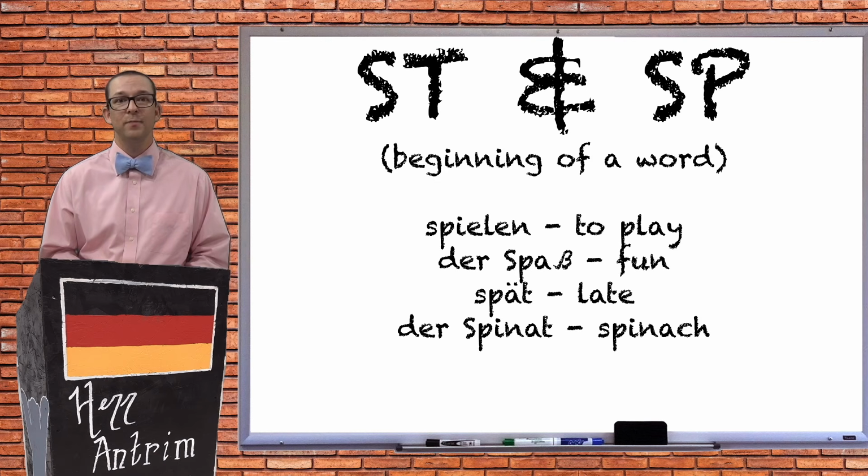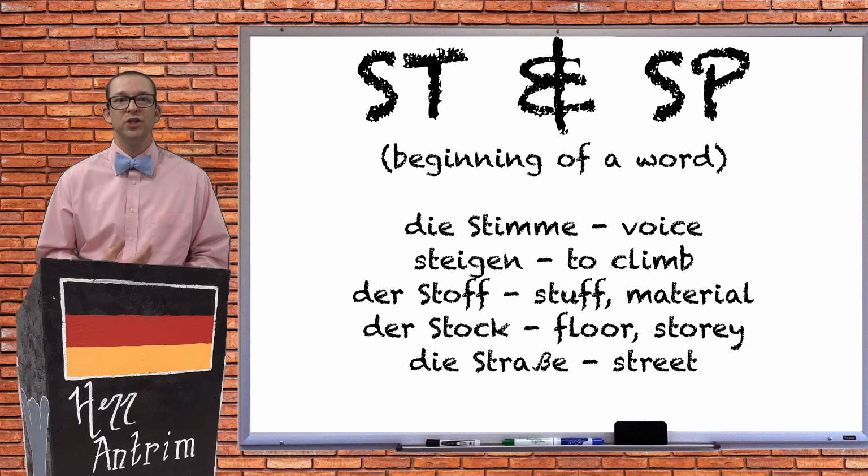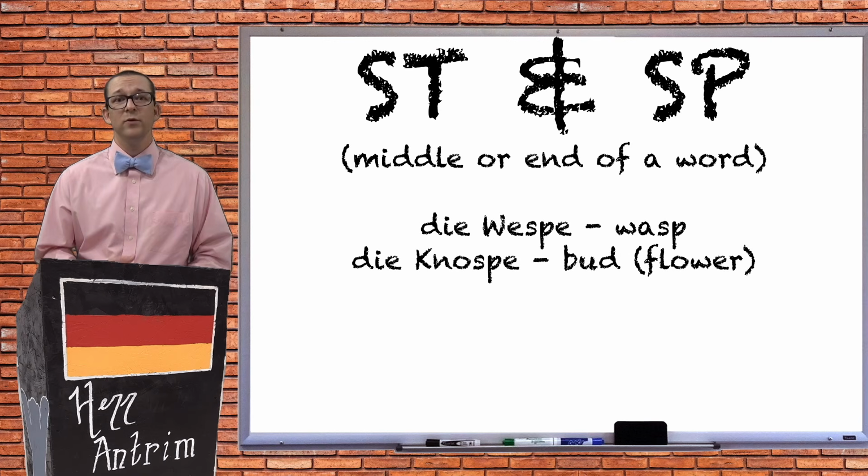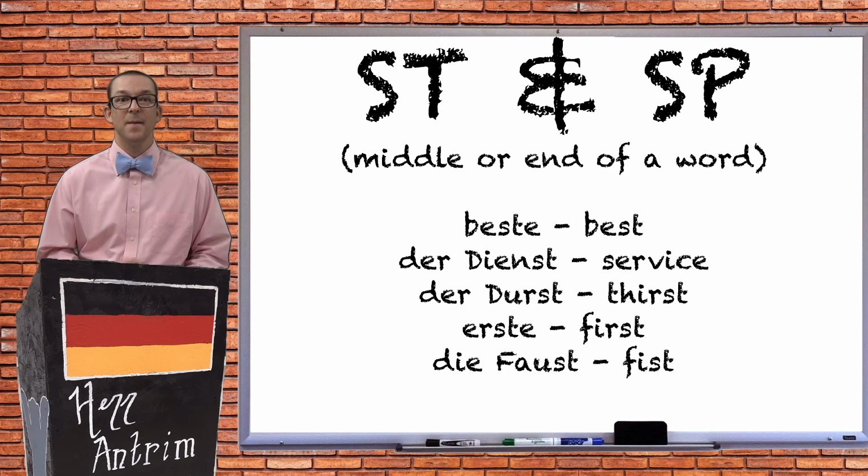Spielen, Spaß, Spät, Spinat, Stimme, Steigen, Stoff, Stock, Straße. When those letters are combined anywhere else in the word, they are pronounced as they are in English, sp and st. Wespe, Knospe, Beste, Dienst, Durst, Erste, Faust.